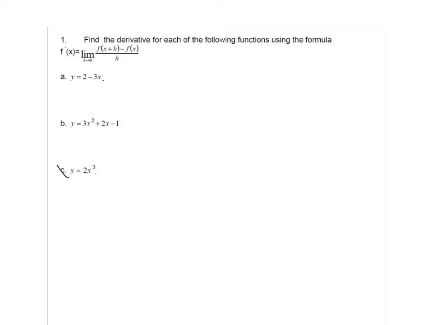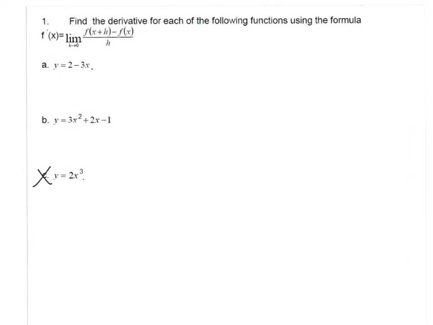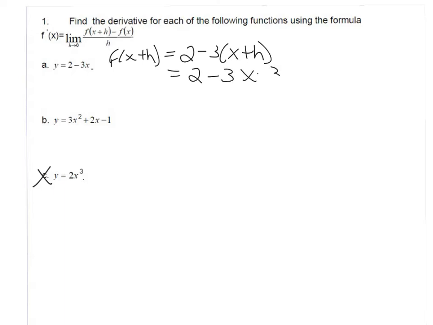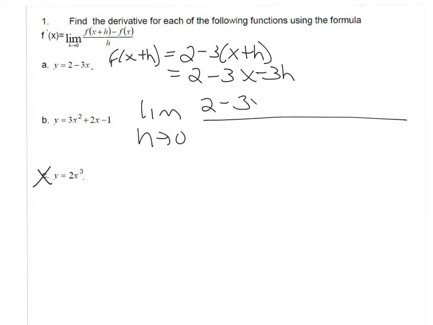Okay, for number 1, you can skip C, because we won't do an x to the 3rd the long way. Let me make this bigger. So for A, f of x plus h, we're going to plug x plus h in for x, distribute the negative 3. So now I can write my limit. So it's f of x plus h, which we just found, minus f of x all over h.